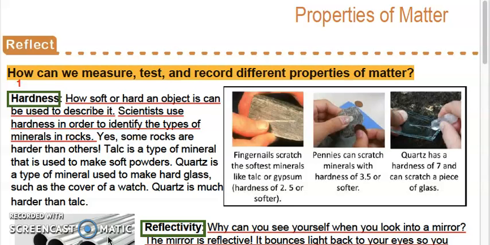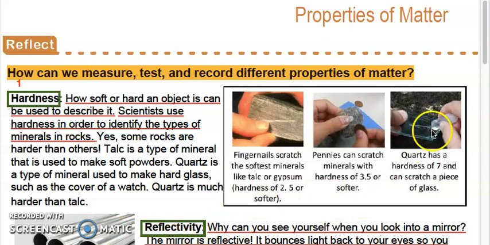Reflect. How can we measure, test, and record different properties of matter? Paragraph 1. Hardness. How soft or hard an object is can be used to describe it. Scientists use hardness in order to identify the types of minerals and rocks. Some rocks are harder than others. Talc is a type of mineral that is used to make soft powders. Quartz is a type of mineral used to make hard glass, such as the cover of a watch. Quartz is much harder than talc.